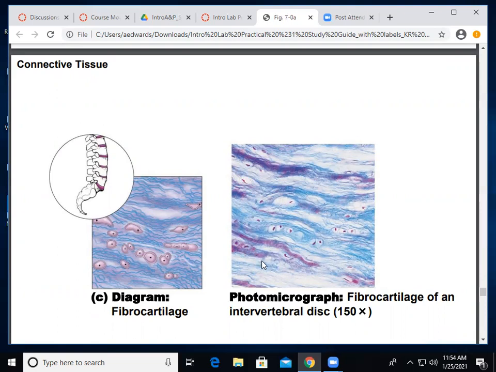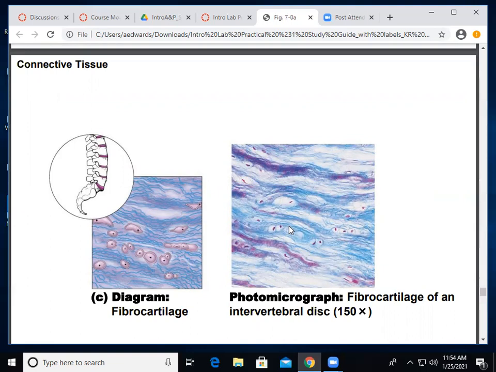Then we have fibrocartilage. Okay, you see all the little dots, the eyes, so you know it's cartilage, right? You see those in there? But how does this one look different from the one we just saw? What's in the matrix? Wavy lines. So there's fibers in it. Okay, so it's fibrocartilage.